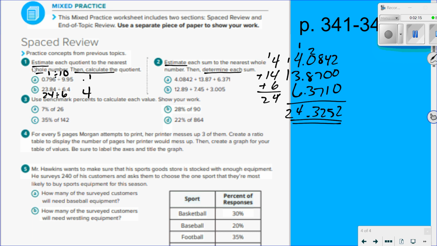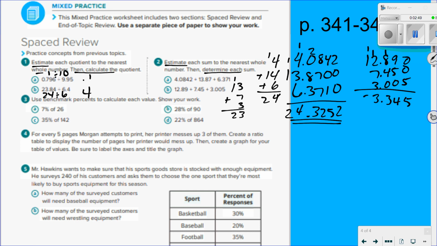Okay? My next one, I still need to estimate. So that's going to be about 13, 7, and 3. Gives me 10, 13, somewhere around 23 is my estimate. My actual math, now I'm again going to line up my decimal places. 12 and 89 hundredths, 7 and 45 hundredths, 3 and 5 thousandths, meaning I need to add trailing zeros on those two. Now I just add up my spots. 5, 14, 12, 13. That's what comes down. 10, 13, 23. That's actually really close to my estimate, so I'm good with both of them.